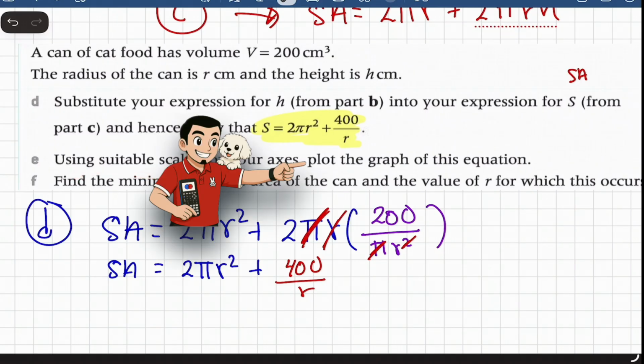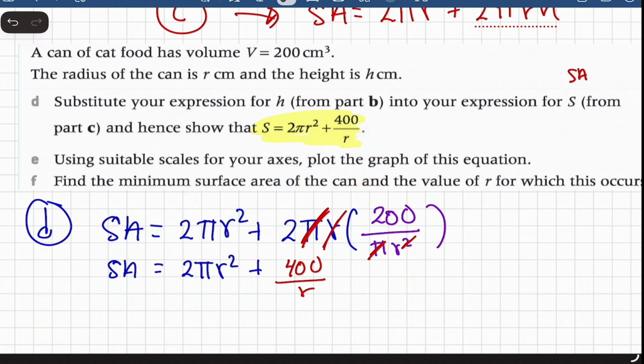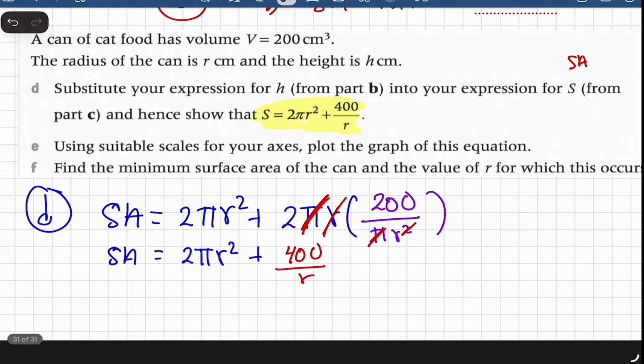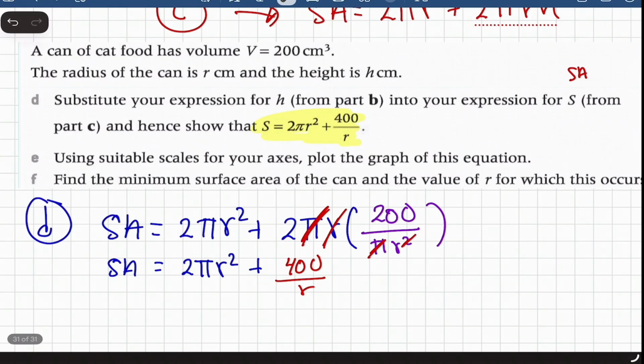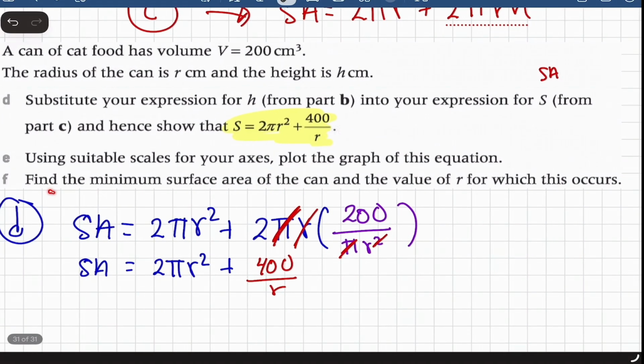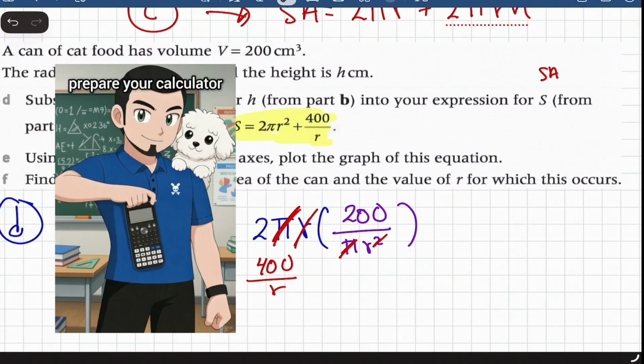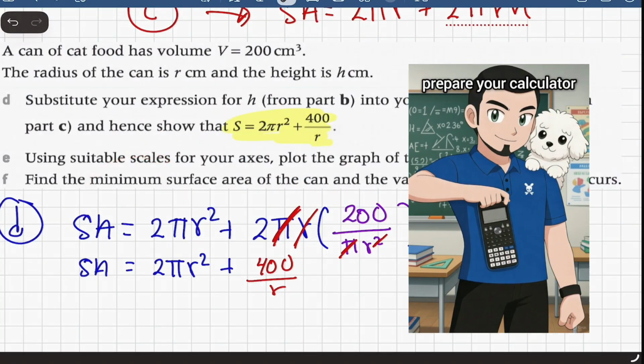Then we are going to use the calculator because we are using assignable scales for your axis, plot the graph. Remember, when we have plot the graph, it's different than sketch the graph. Plot the graph is to use your calculator and see on your calculator the graph. If we have a sketch, we need to draw here the graph. This is not our case. Then using the calculator, we're going to find the minimum. Only the minimum.